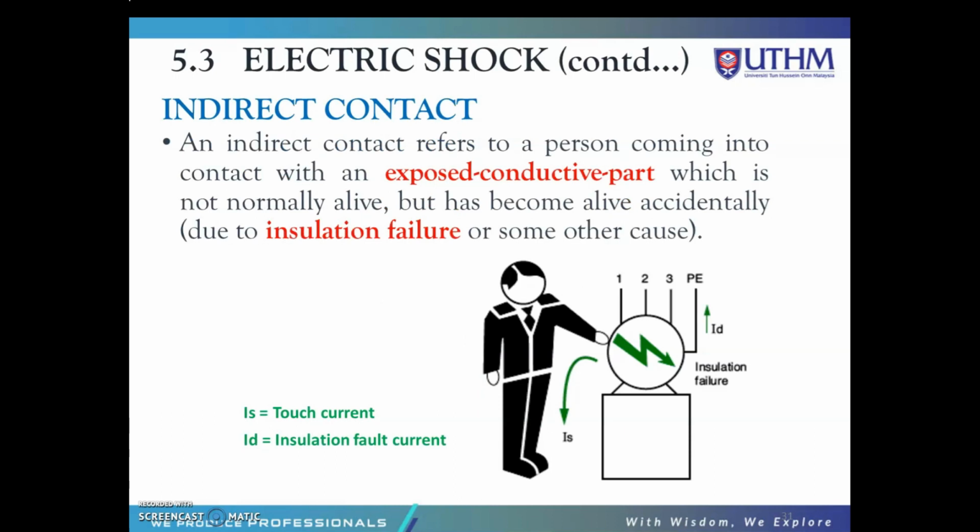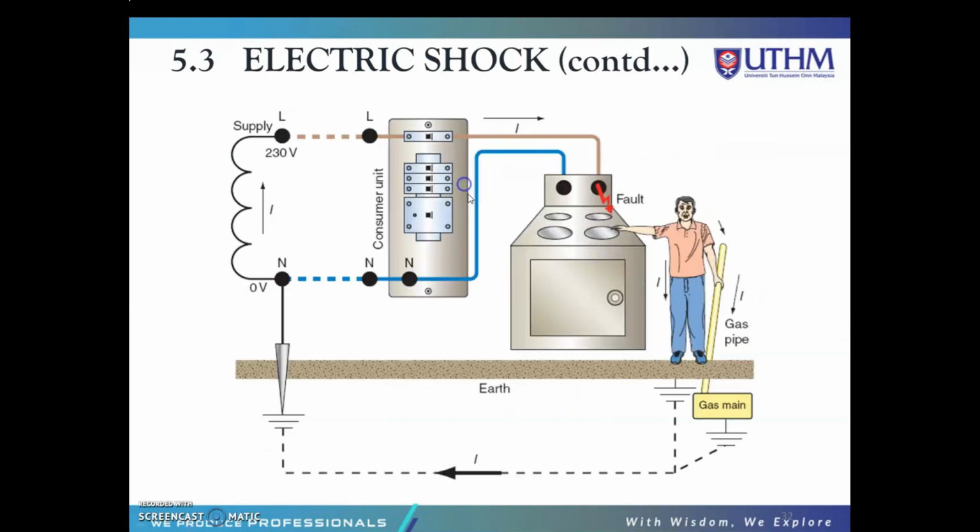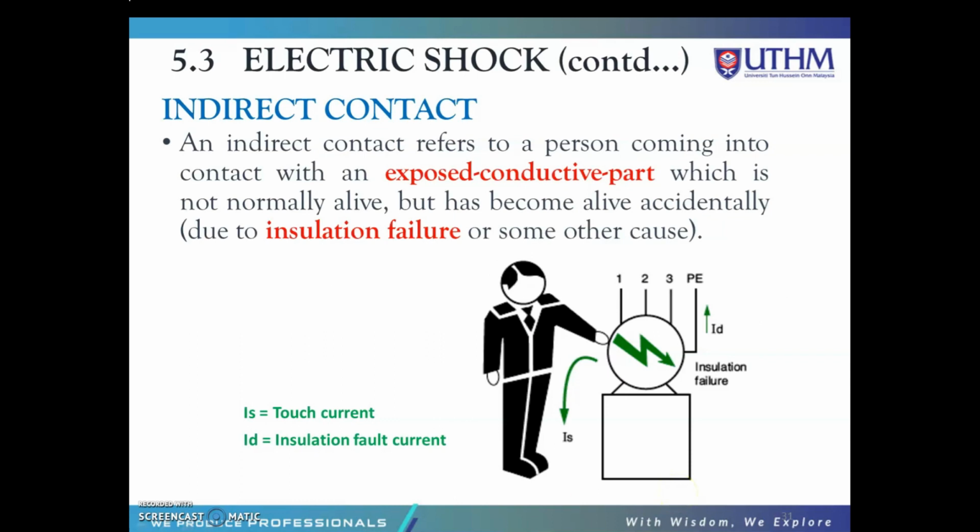Indirect contact refers to a person coming into contact with an exposed conductive part which is not normally live, but has become live accidentally due to insulation failure or some other cause.